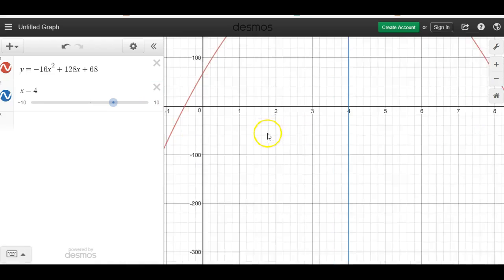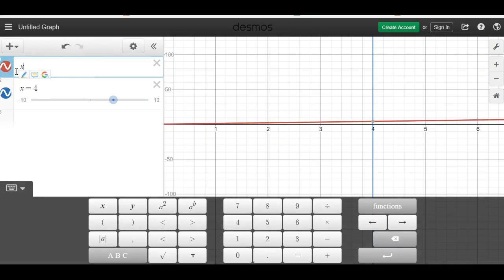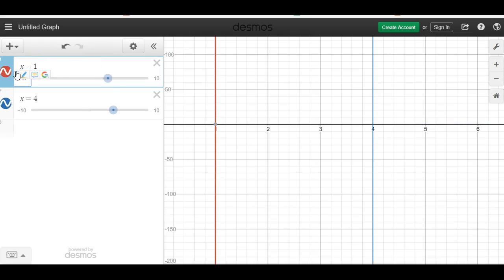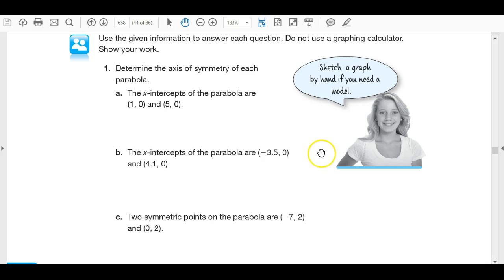All right, well, let's go in here a little ways. If I had a line here at x equals 1, and then I had another one here at x equals 5. So here we go. What's the point right in between? Aha! So the axis of symmetry would have to be at x equals 3.